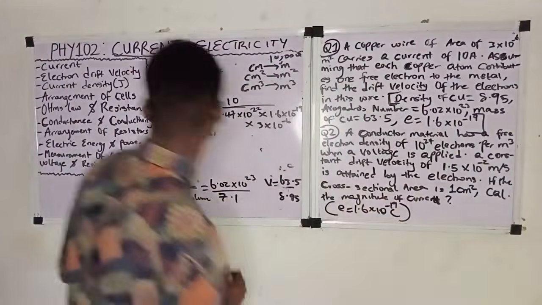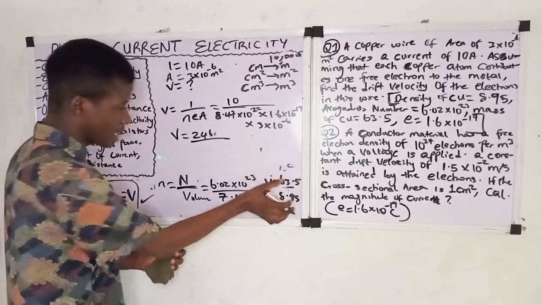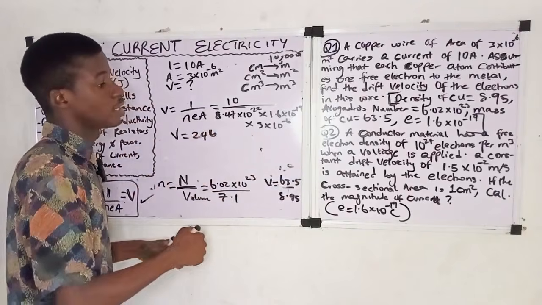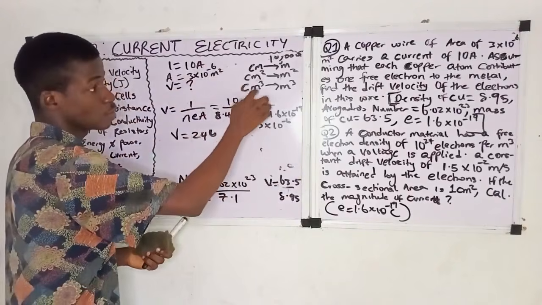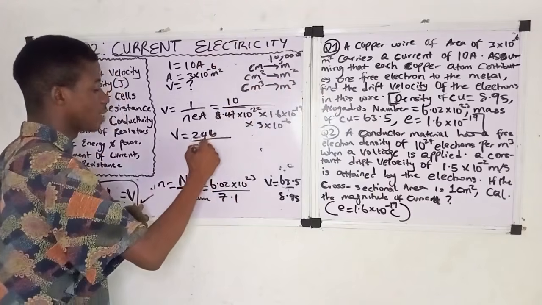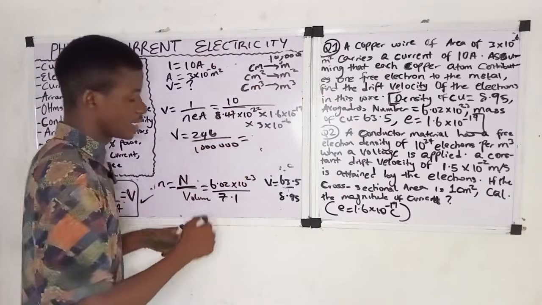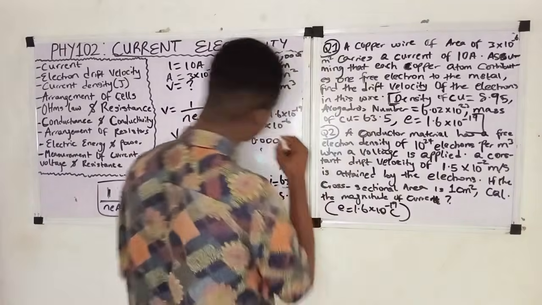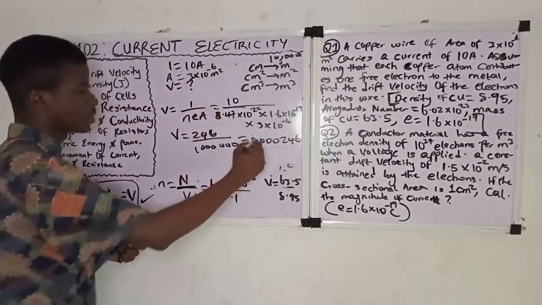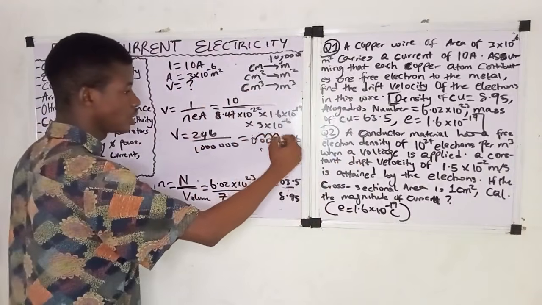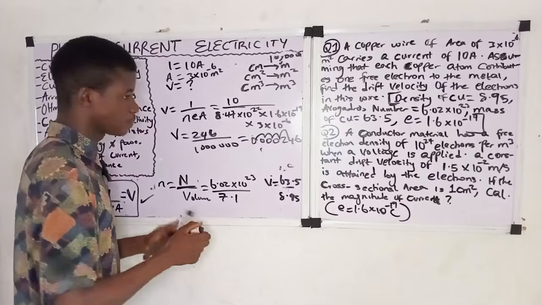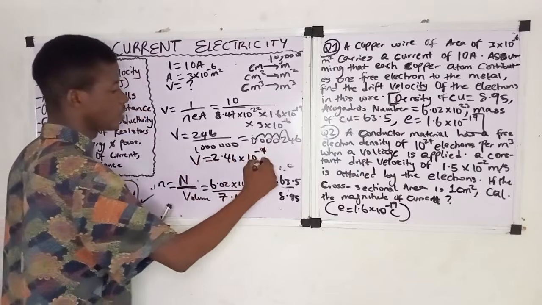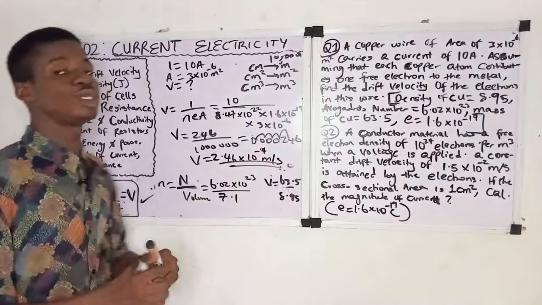So that's just it. Let's not waste our time here. Since we got this one, I want to convert cm cube to meter cube. Divide by 1 million, right? So let's divide our answer by 1 million, and we get 0.000246, which is the same as, let's turn to standard form, 2.46 times 10 raised to the power minus 4. So this is our velocity. Yes, that is just it.